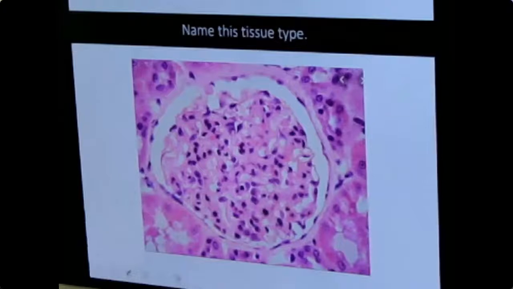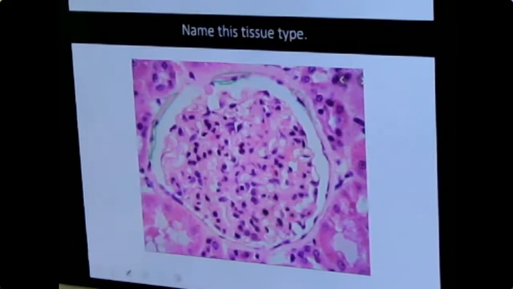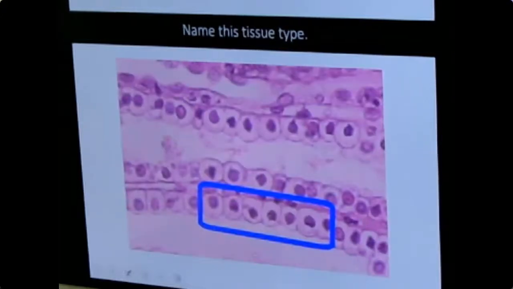So this one, what I want you to notice is the tissue type of these cells that are along the edges. They're really flat and squished and very thin. Okay, name this tissue type. Can we have the same answer twice? I like to show sometimes different views of similar things.